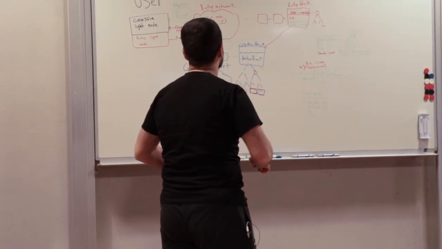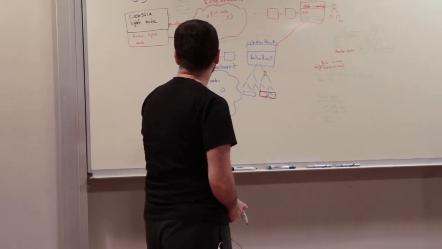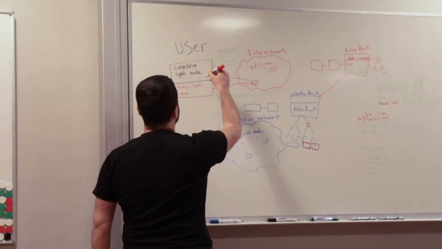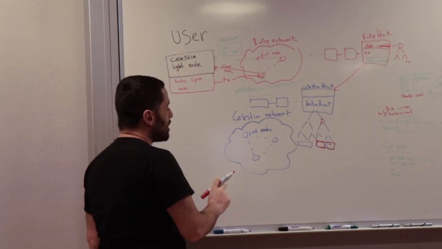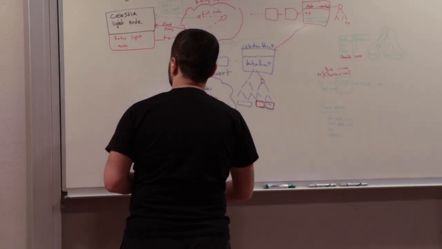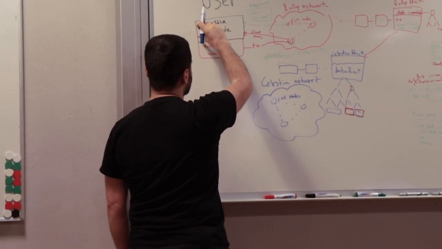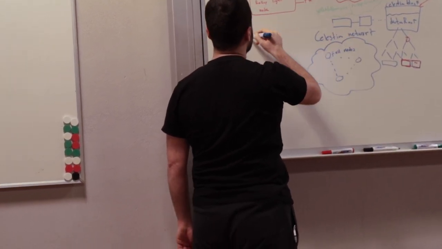For what we call a super light client, the way that they would do that, by the way, this is slightly wrong: these arrows should be going into the rollup light node, not the Celestia light node. But the way that they would do that is that the user is also running a Celestia light node. So the user also receives the block headers of the Celestia chain.